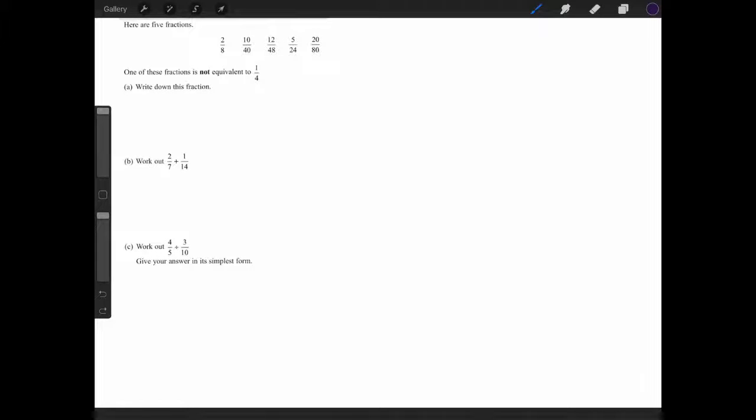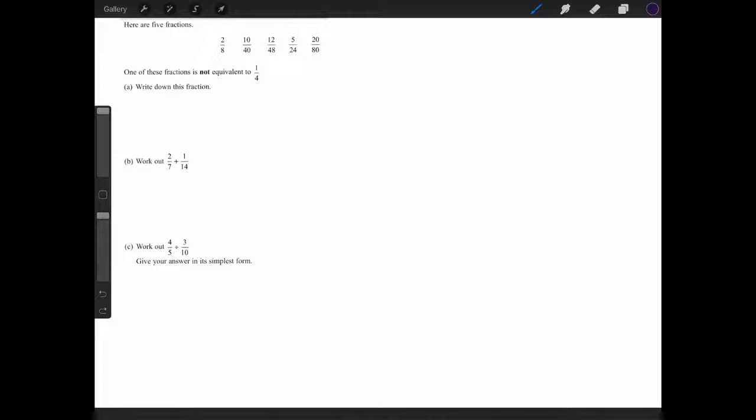Here we have a foundation question based on fractions. The first part says that we need to identify which of these 5 fractions is not equivalent to 1/4. Now, equivalent fractions are ones that have the same ratio or the same relationship between numerator and denominator.